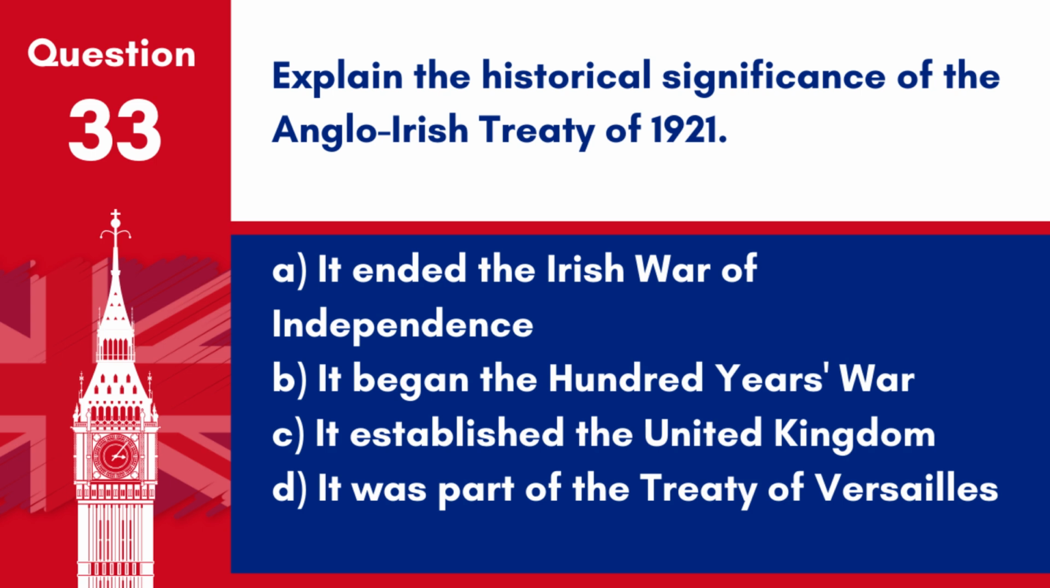Question 33. Explain the historical significance of the Anglo-Irish Treaty of 1921. A. It ended the Irish War of Independence. B. It began the 100 Years' War. C. It established the United Kingdom. D. It was part of the Treaty of Versailles. Answer: A. It ended the Irish War of Independence. The Anglo-Irish Treaty of 1921 is historically significant as it ended the Irish War of Independence and led to the creation of the Irish Free State.